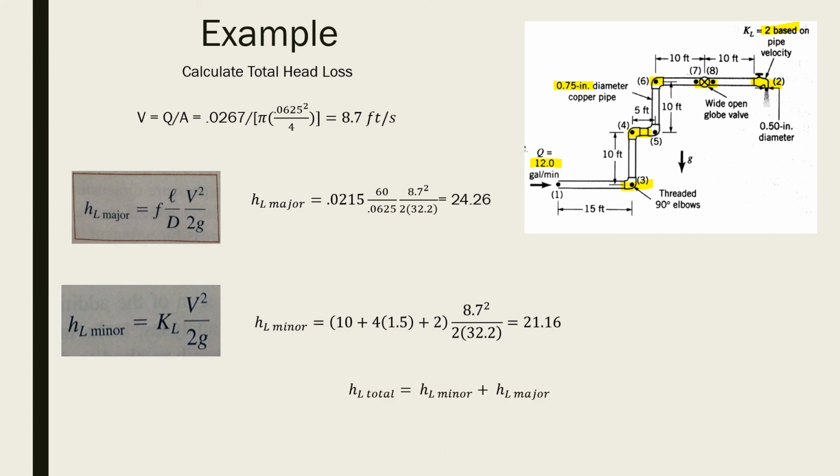With HL major and HL minor, we can find the total head loss very simply by just adding them both together. 24.26 plus 21.16 gives us 45.42 feet.